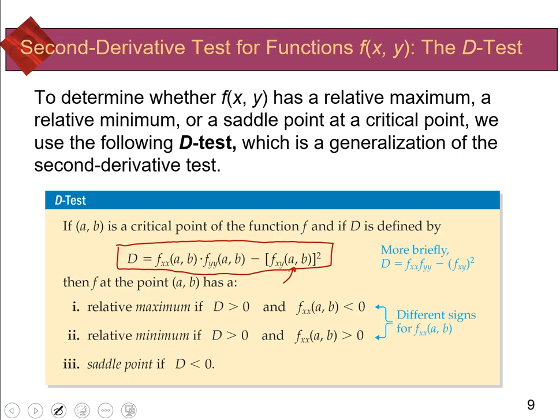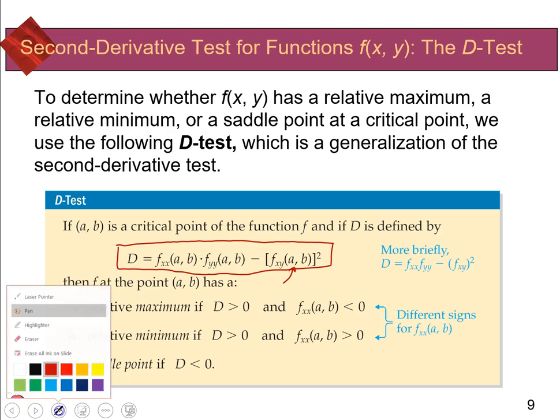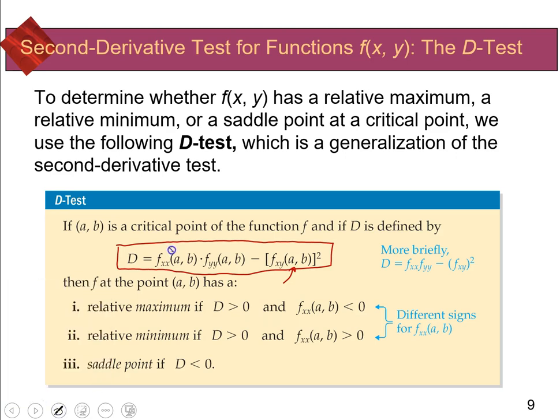So now, the two things we pay attention to as we do this particular rule is the value of f sub xx and, of course, D. I have a maximum if D is greater than 0 and f sub xx is less than 0. I have a relative minimum if D is greater than 0 and f sub xx is greater than 0. And I have a saddle point if this D value is less than 0.